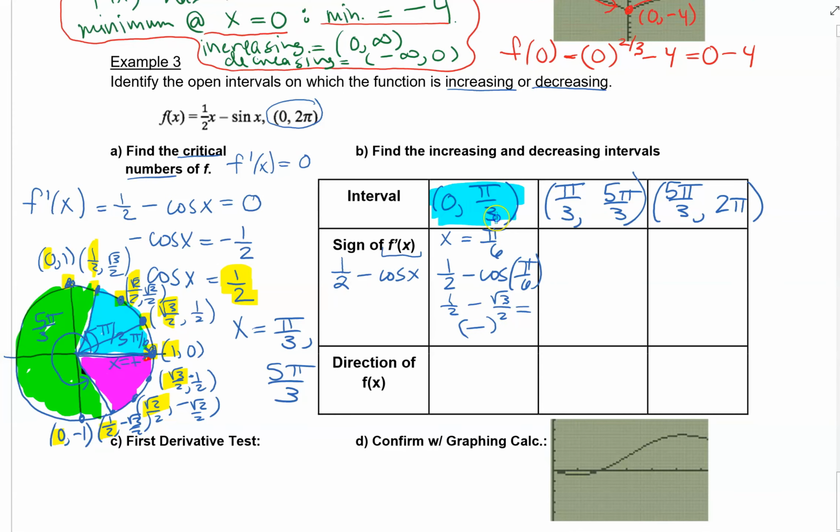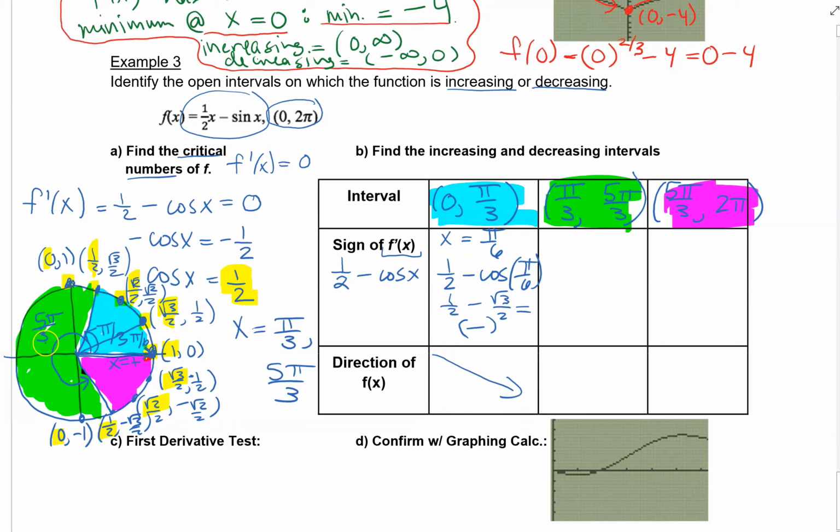Here, I'll color code them up here as well so you can kind of follow along where we're at. So I picked the angle pi over 6 for this first one and got a negative value of the derivative. That means that this function, 1/2 x minus sine x, is decreasing on that first interval.